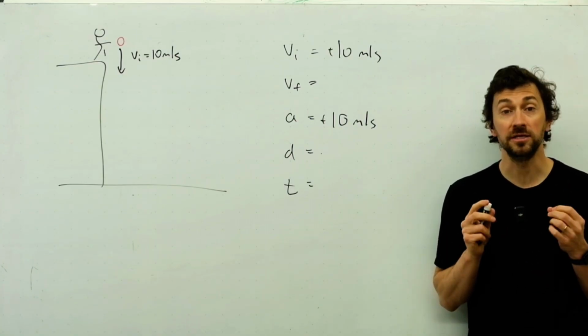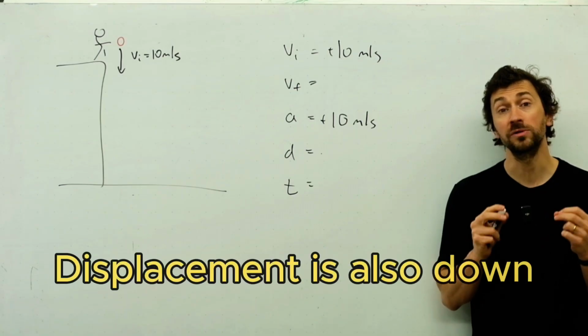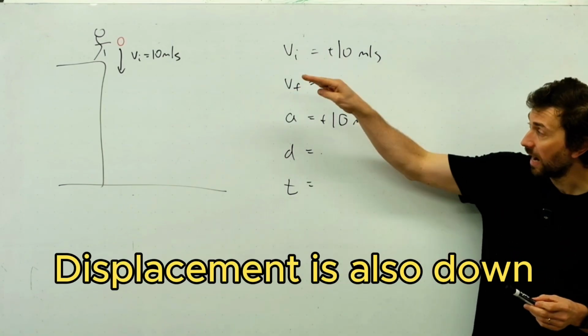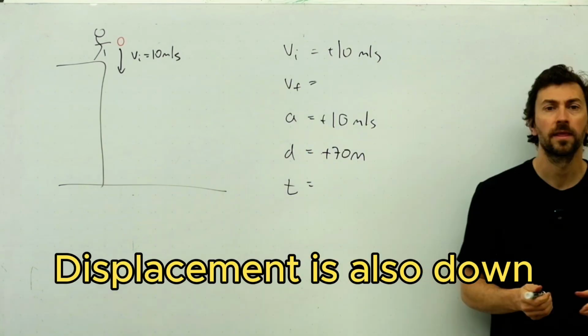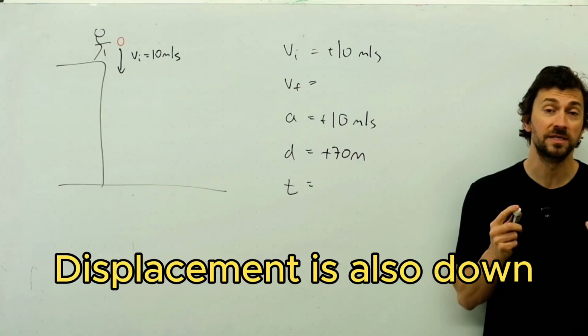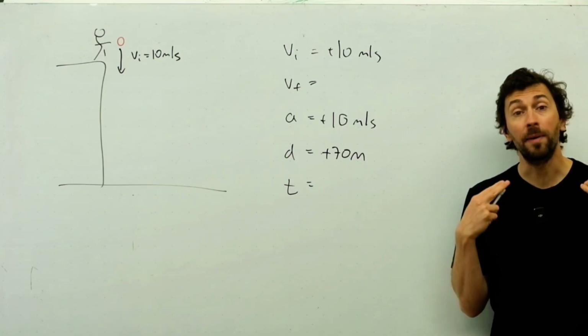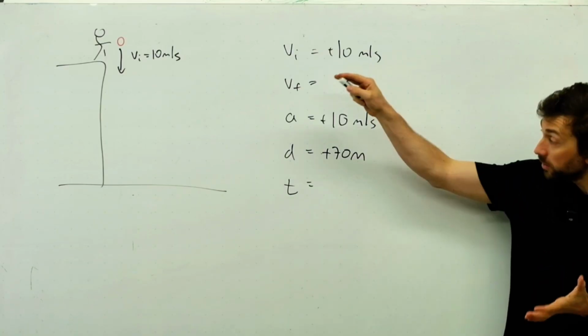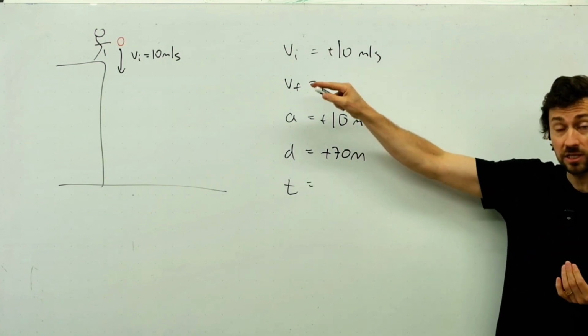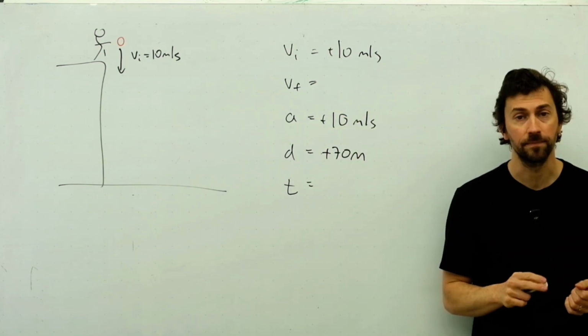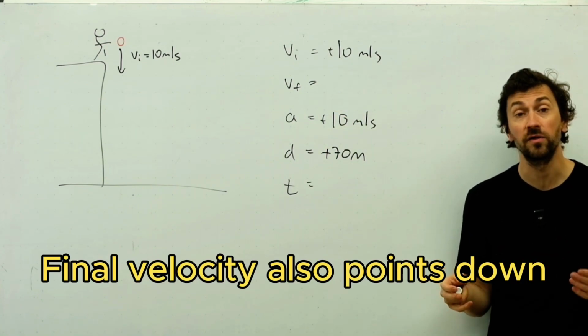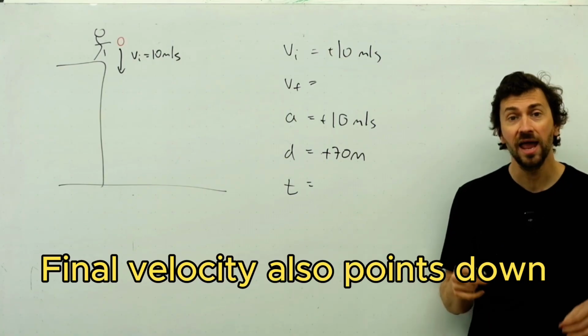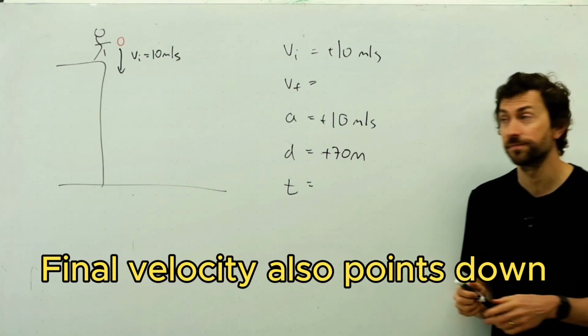Now, what about the displacement? That's also downwards. We're starting at the top of the cliff going down. So say that displacement was 70 meters, that would be positive 70 meters because he's going downwards. The ball starts at the top and goes to the bottom. Also, V final is also going to be pointing downwards, and that's also going to be positive.